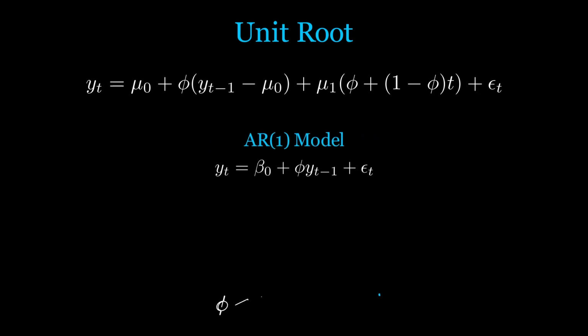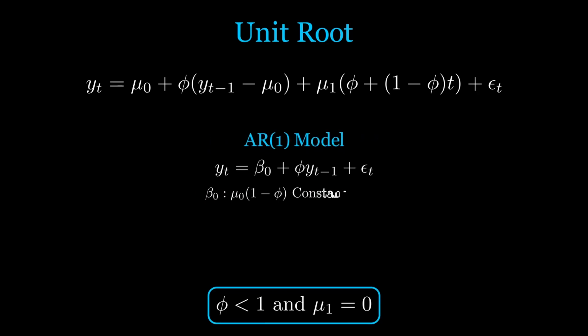The second case is when phi is less than 1 and mu1 is 0. We assume no time trend. The model becomes a first-order autoregressive model. In this scenario, the series tends to revert to its mean. This indicates stationarity, meaning the statistical properties do not depend on the time at which the series is observed.